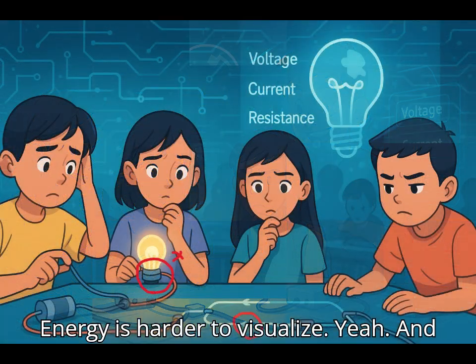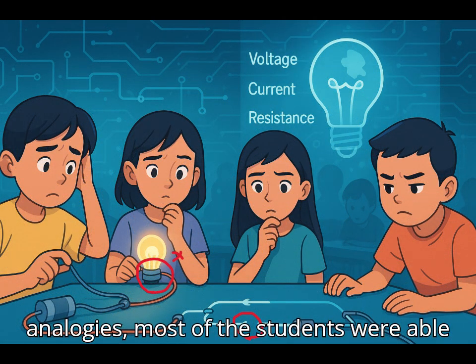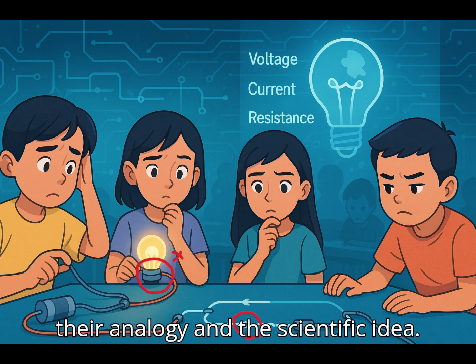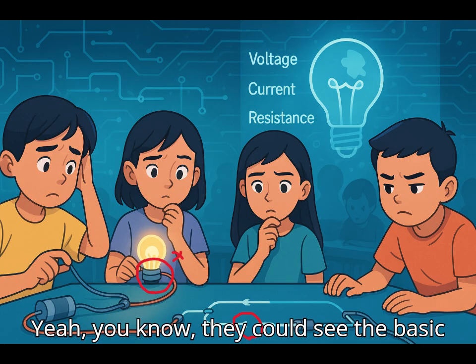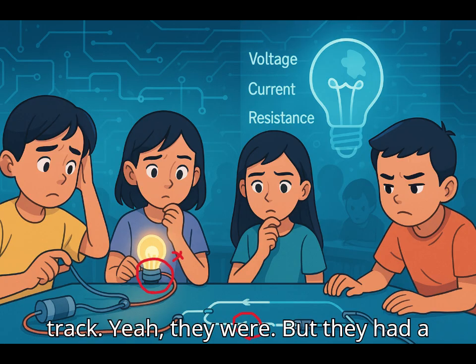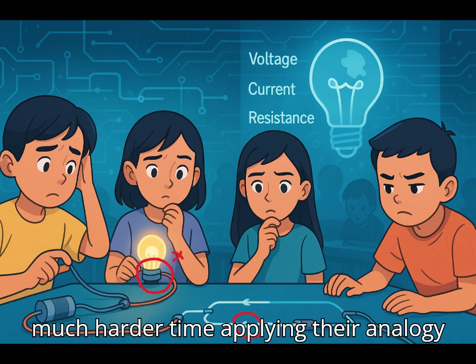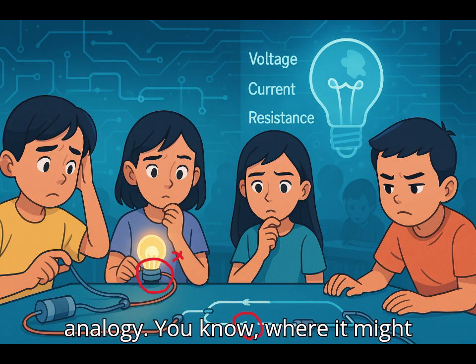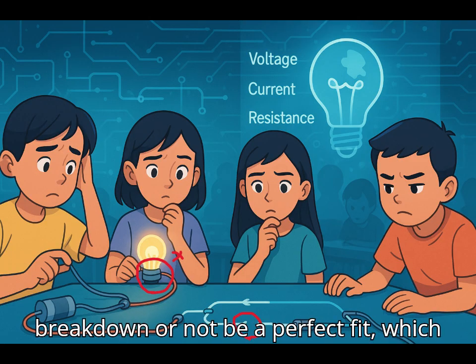Yeah. And then, when it came to actually using analogies, most of the students were able to make those basic connections between their analogy and the scientific idea. Yeah. They could see the basic similarity. So they were on the right track. Yeah, they were. But they had a much harder time applying their analogy to explain a new situation or to recognize the limitations of their analogy, where it might break down or not be a perfect fit.